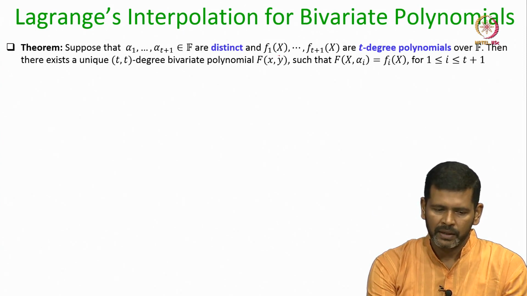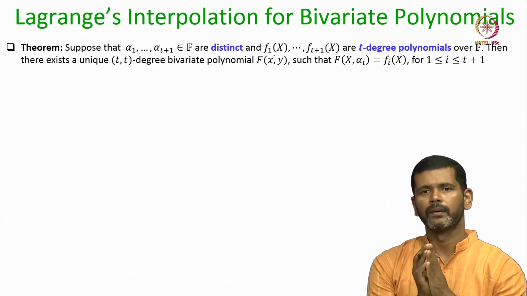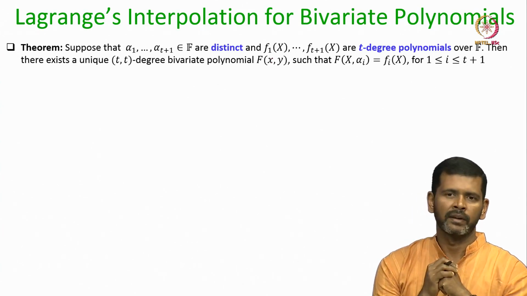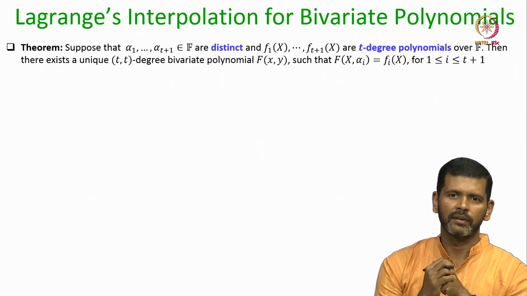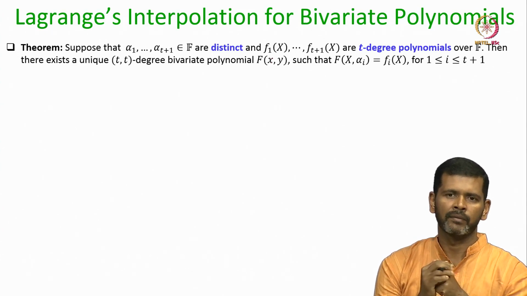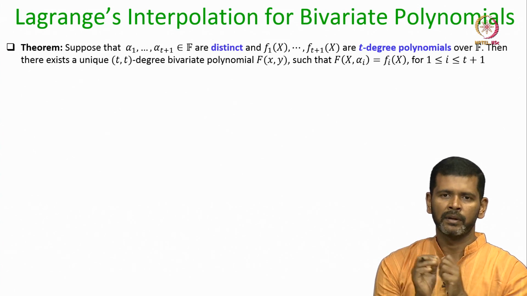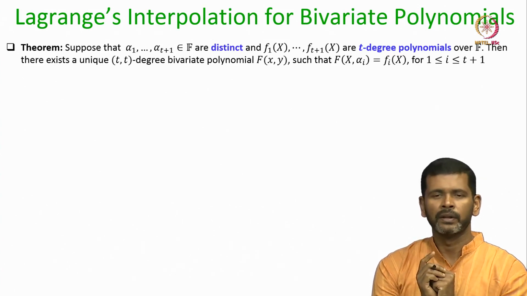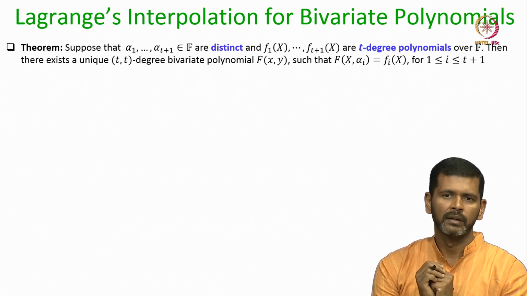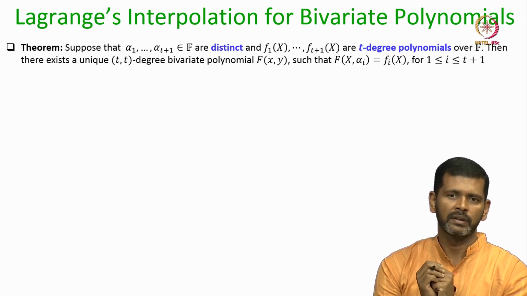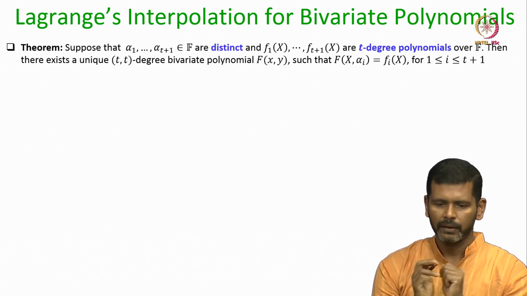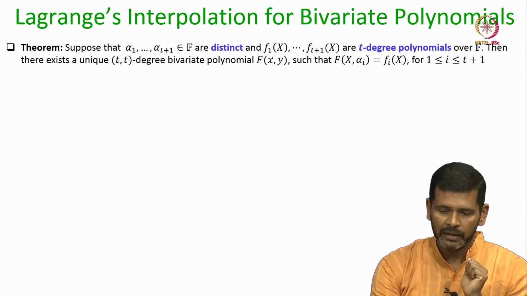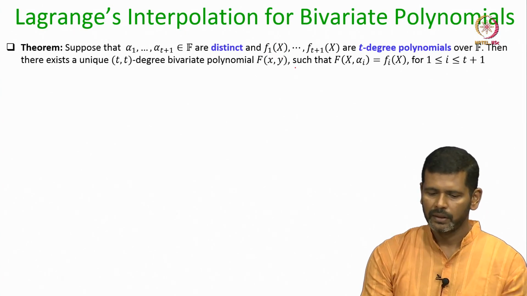So, let us try to understand the first version. To understand this, again let us go back to the case of the univariate polynomials. In the case of univariate polynomials, we have seen that if you are given t plus 1 distinct points, then you can always pass a unique t degree polynomial passing through those t plus 1 distinct points.